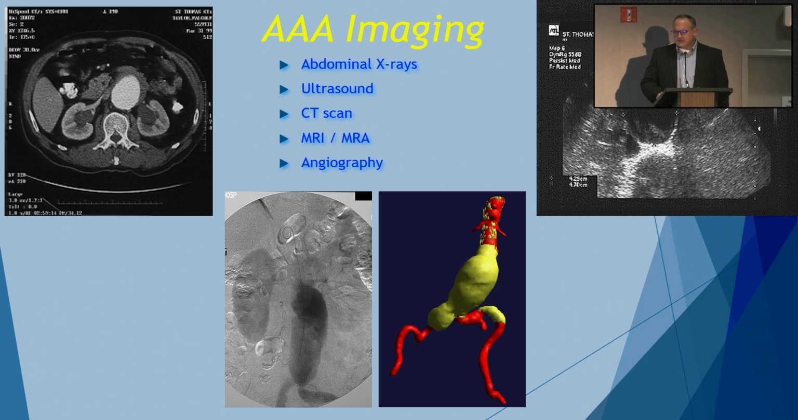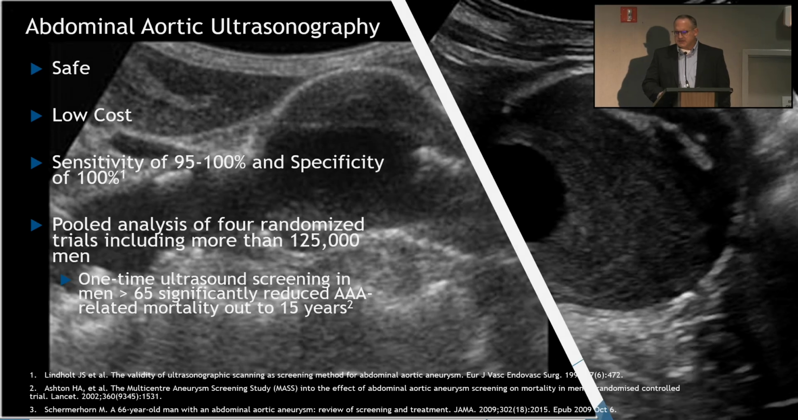Multiple types of imaging can be used to evaluate aneurysms, including x-rays, ultrasound, and mostly CT scan. We use CT scan primarily for the repair planning. Ultrasound, though, is a very cost-effective and safe way with high sensitivity and specificity.